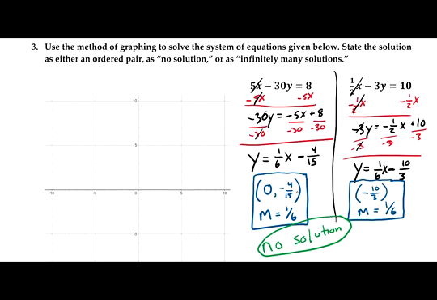If we graph the first one, a y-intercept of negative 4 over 15, that's somewhere between 0 and negative 1, so somewhere in there, with a slope of 1 over 6. So up 1 over 6. So our second point is about right there. Okay, so that's the line on the left.